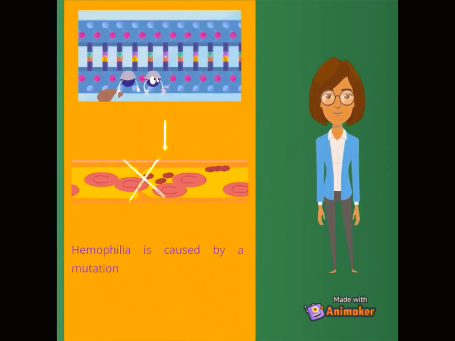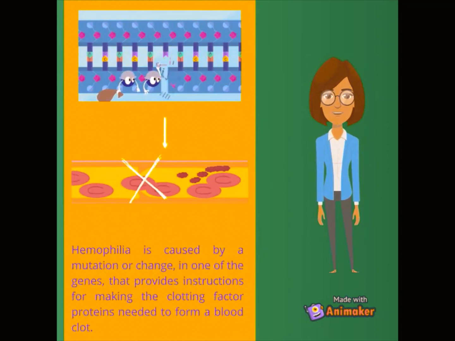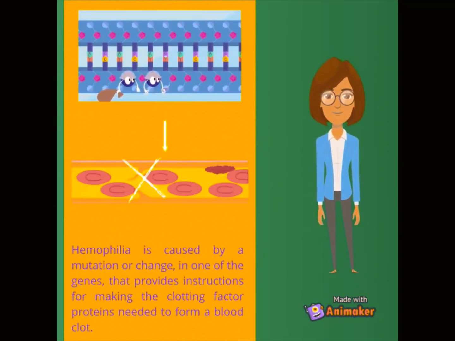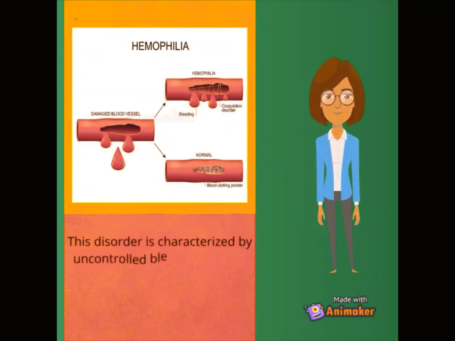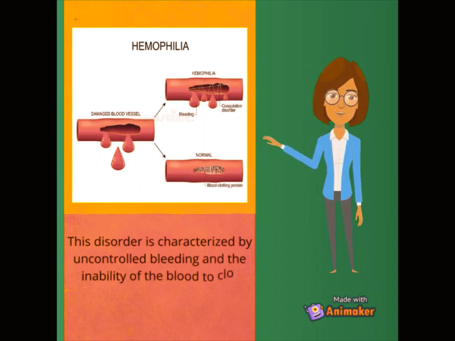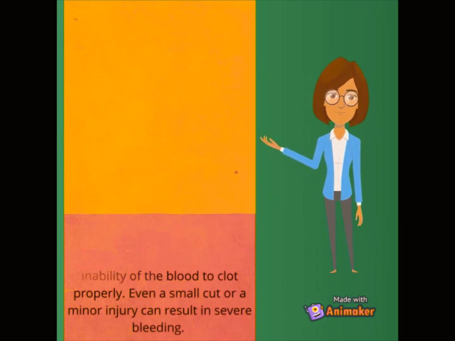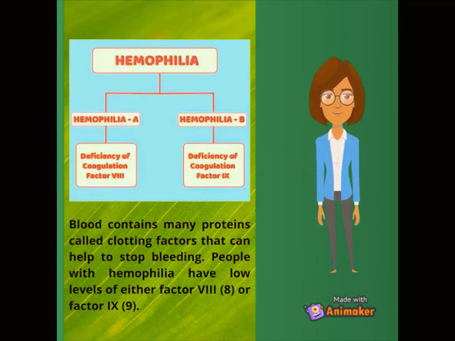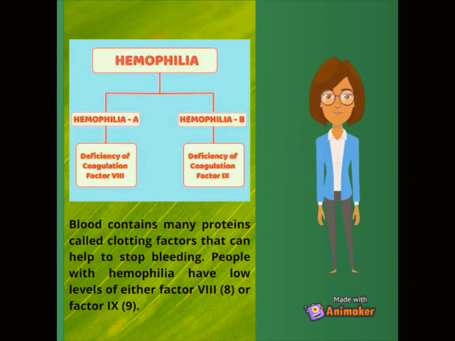Haemophilia is caused by a mutation or change in one of the genes that provides instructions for making the clotting factor proteins needed to form a blood clot. This disorder is characterized by uncontrolled bleeding and the inability of the blood to clot properly. Even a small cut or a minor injury can result in severe bleeding. Blood contains many proteins called clotting factors that can help to stop bleeding. People with haemophilia have low levels of either factor 8 or factor 9.